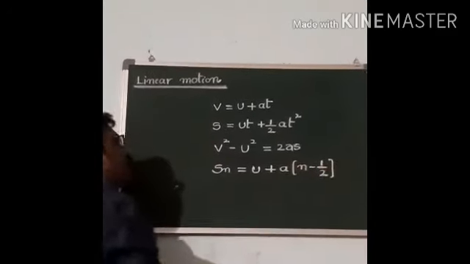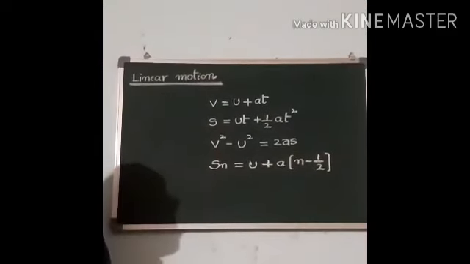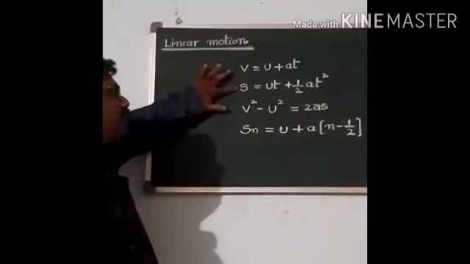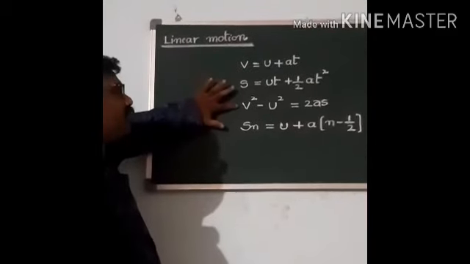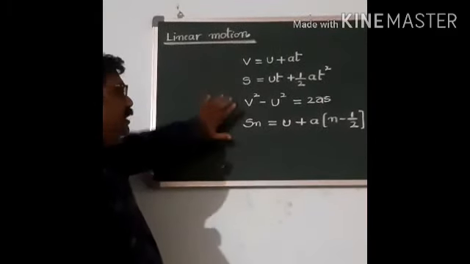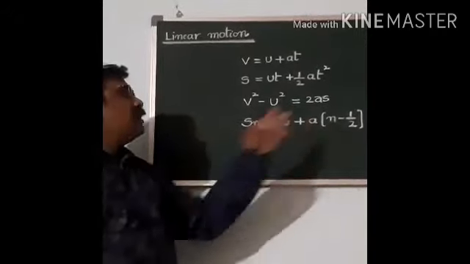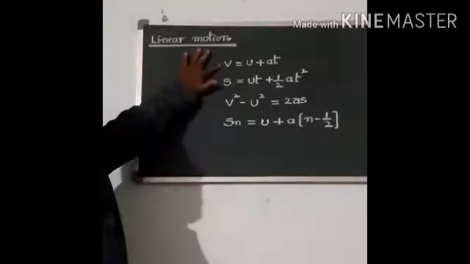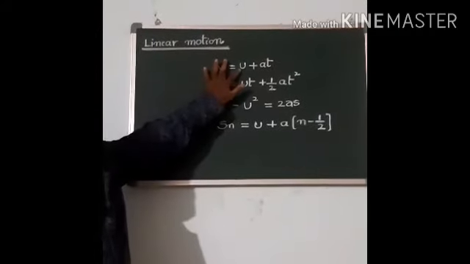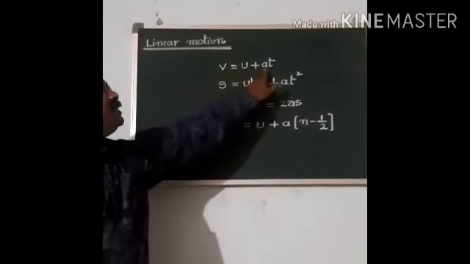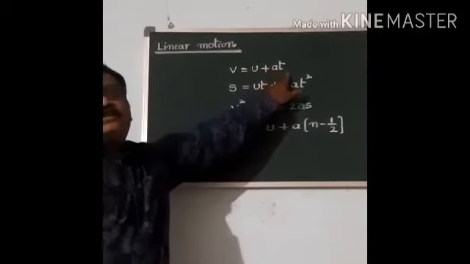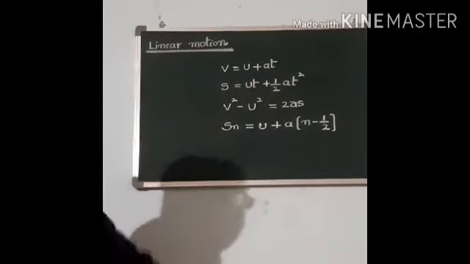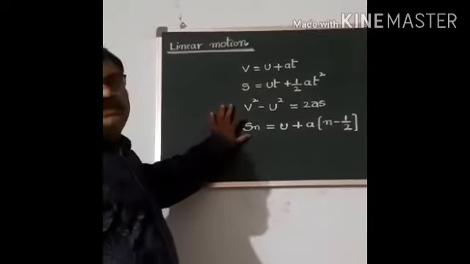Four equations of motion: v equal to u plus at, s equal to ut plus half at square, v square minus u square equal to 2as, and Sn equal to u plus a into n minus half. Here v is final velocity, u is initial velocity, a means acceleration, t means time, s means distance or displacement, and this is the new equation.